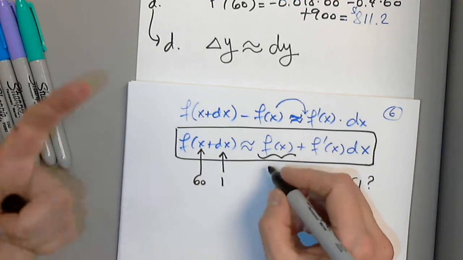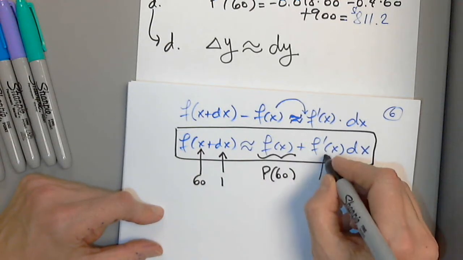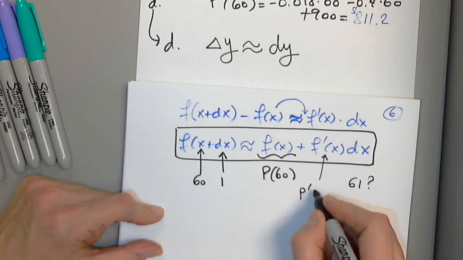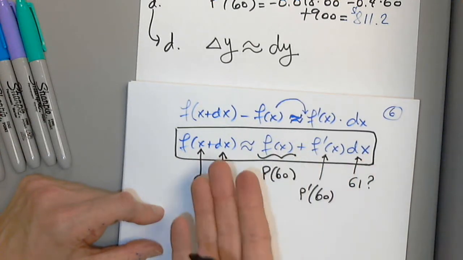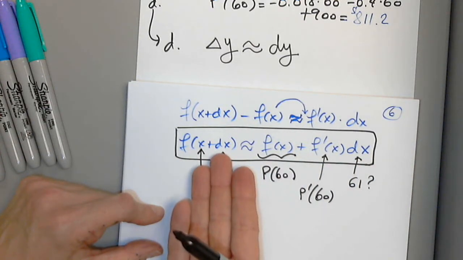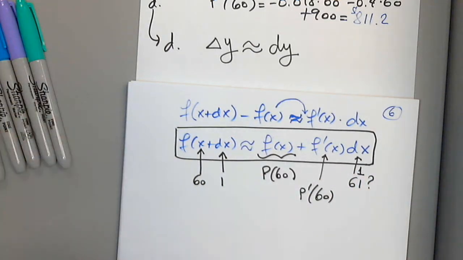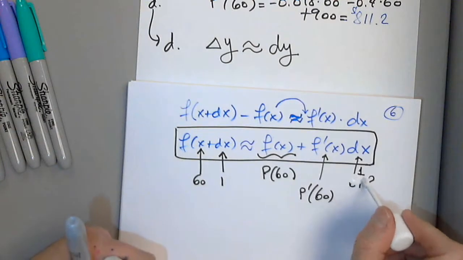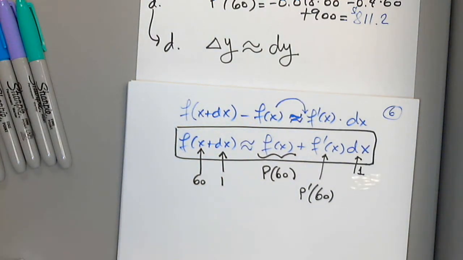What does this represent? Well, f of x in our case is going to be p of 60. What does this represent? Well, in our case it will be p prime of 60. And what does this again represent? 1. Exactly. So let me erase this 61 because it appears that it is somewhat connected here and I don't want it in there.